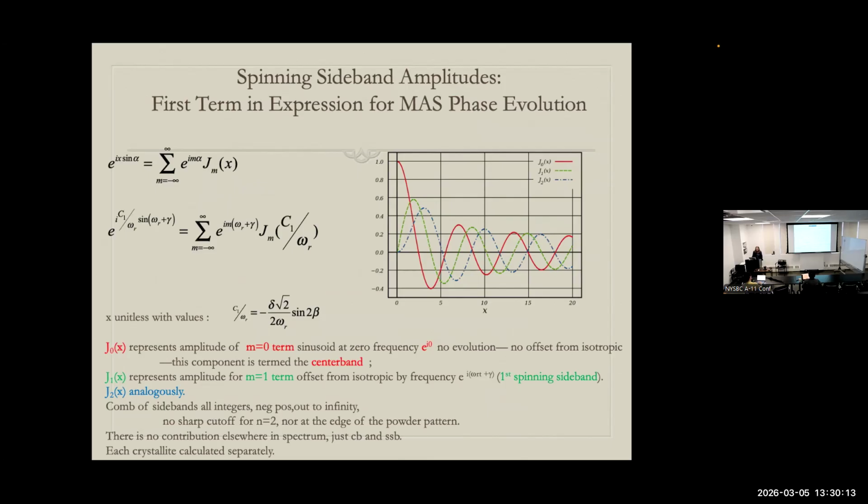So for our problem, X is unitless because it's the ratio, delta over omega. So this is a comb of spinning side bands in our spectrum, and we literally see them. There's no contribution anywhere else in the spectrum, just center band and side bands. But each chemically unique species will have multiple spectral features, not just the center band, the side bands also, and then clean in between.